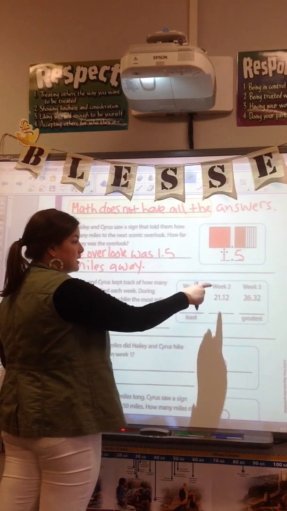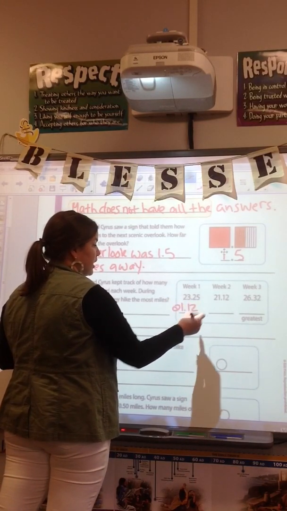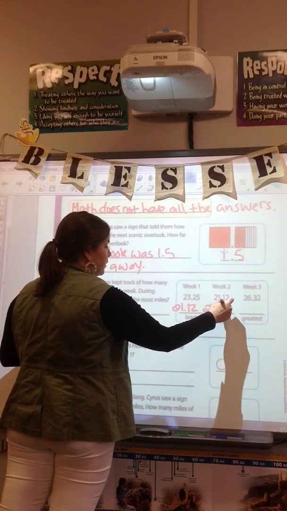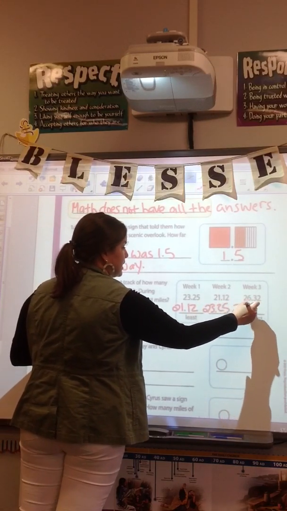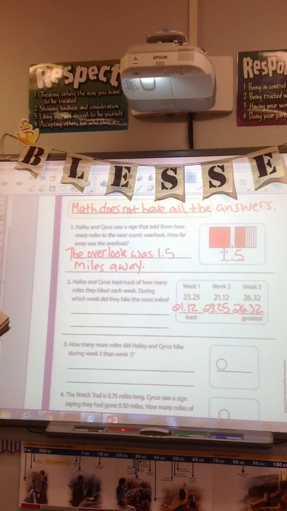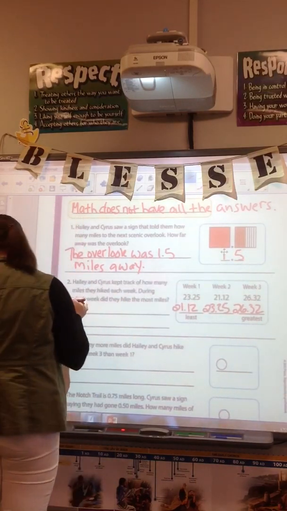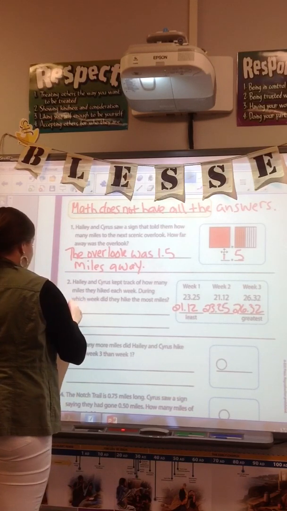So the smallest is 21.12, and then 23.25, and then 26.32. 21, 23, 26 in order from least to greatest. So, which week did they hike the most? 26.32 is week 3. So they hiked the most miles during week 3.